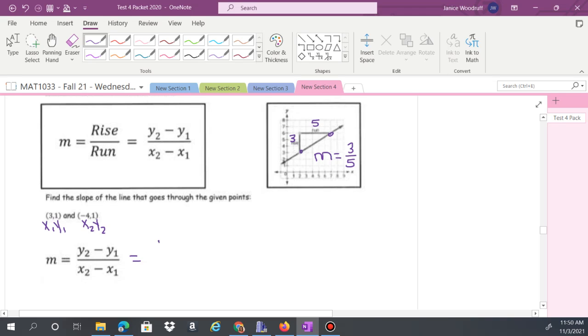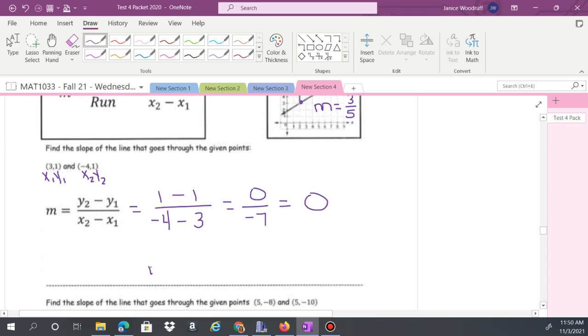So I have y2 is 1 minus y1 is 1 over x2 negative 4 minus x1 3. 1 minus 1 is 0, negative 4 minus 3 is negative 7. 0 divided by negative 7 is 0. So the slope of this line is actually 0, and that can actually happen. Does anybody know what a line with a slope of 0 looks like? It's completely flat. It doesn't rise. It just goes like this.